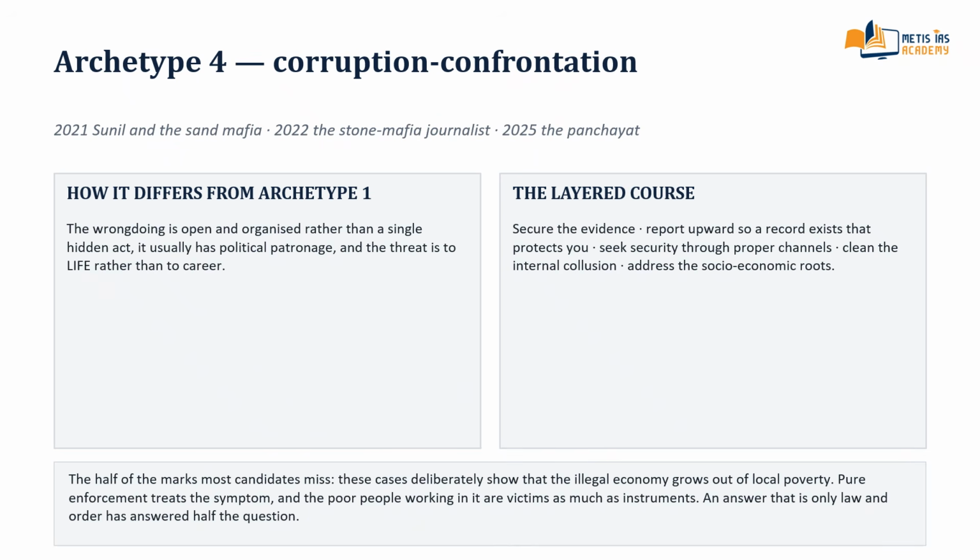You have to balance. Then moving to the fourth archetype, that is corruption and confrontation. What are the representative cases? 2021, Sunil and the sand mafia. 2022, the stone mafia journalist. And 2025, the panchayat.